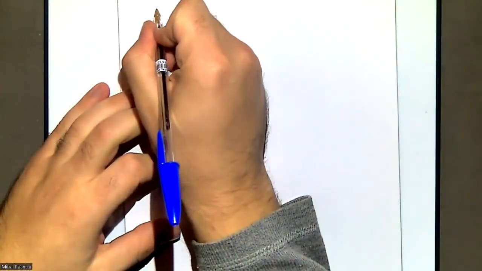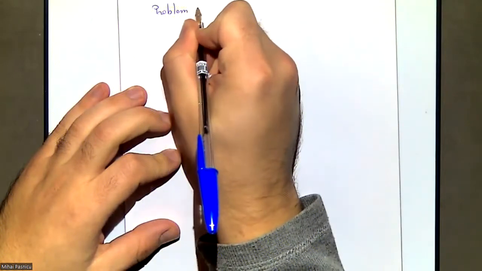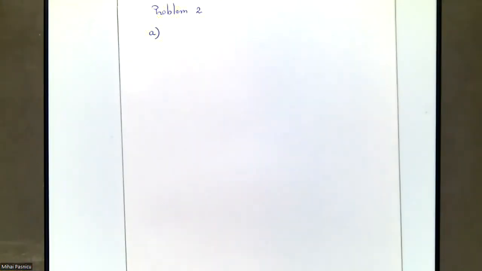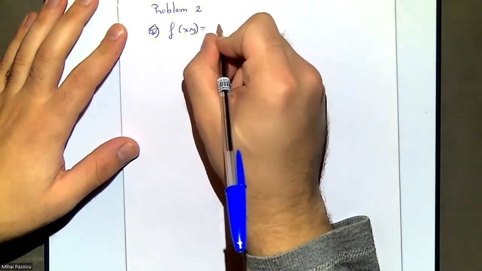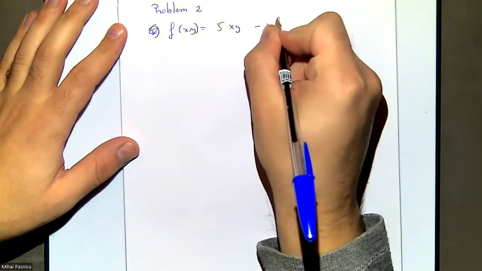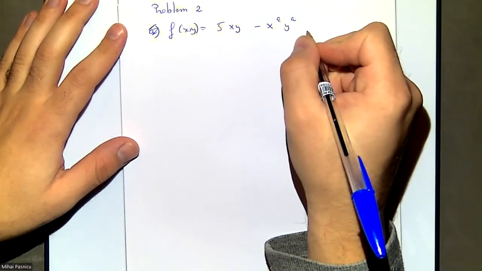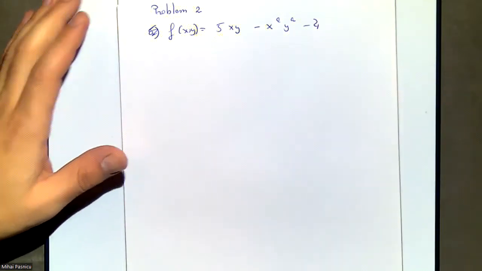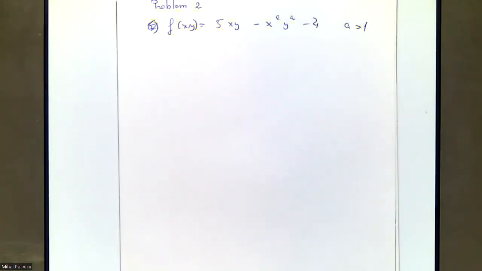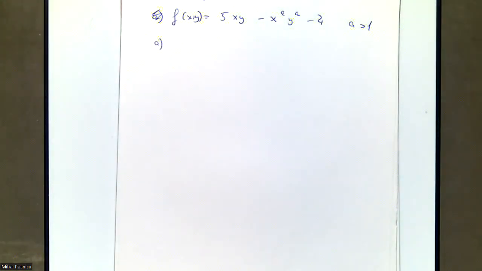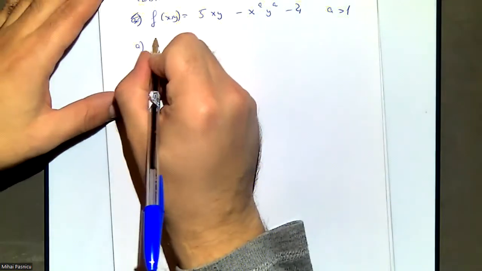Okay, let's move to problem number 2, and in particular problem number 2D, which everyone is so excited to see. So, problem number 2, point A. Write the function. F of x, y is equal to 5xy minus x to the a, y to the a, minus 4, and you had a greater than 1, something like that. The first one asks you to compute partial derivatives. So let's just do it.